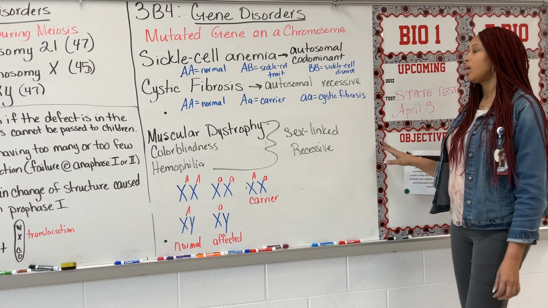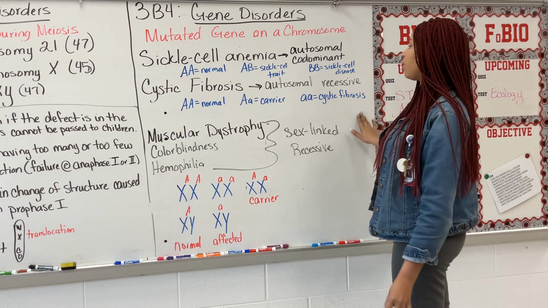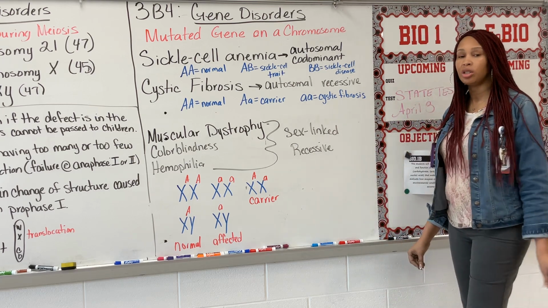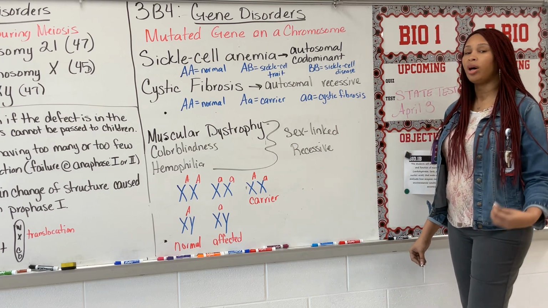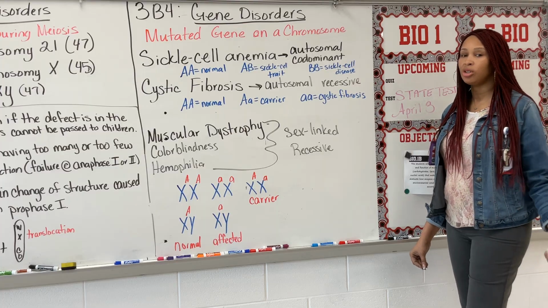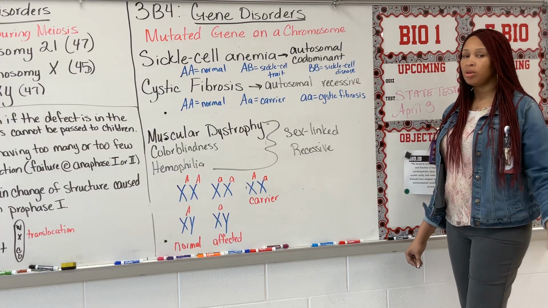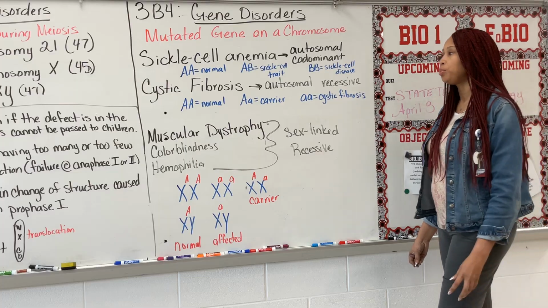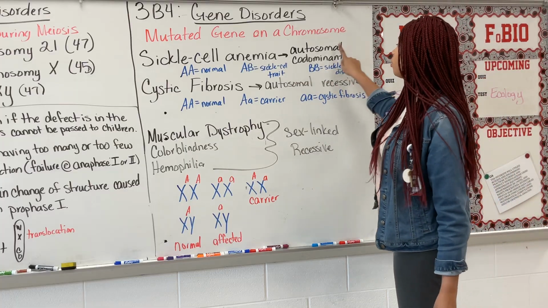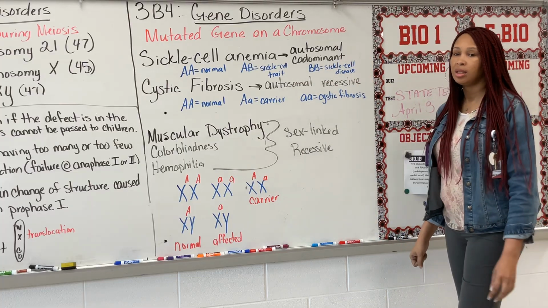So, two of the gene disorders that you need to know about are sickle cell anemia and cystic fibrosis. Now, sickle cell anemia and cystic fibrosis are both autosomal gene disorders, meaning that they're found on a chromosome that is not a gender-determining chromosome. So they're going to be on one of those pairs between 1 and 22. And sickle cell anemia is what we call an autosomal codominant disorder.